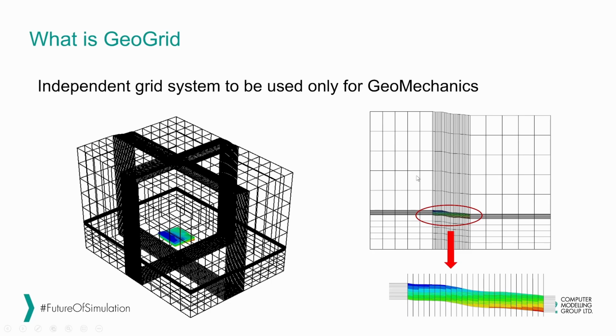Let's take a look at the cross-sectional view of the Geogrid systems. On the top of the reservoir grid, you can find overburden, underburden, and sideburden being additionally attached to the original reservoir grid. This outer grid is called Geogrid.